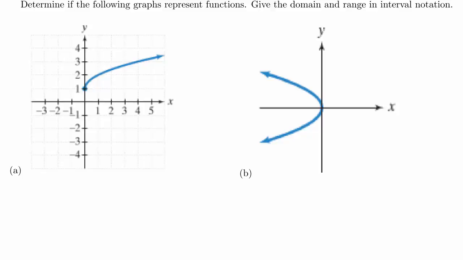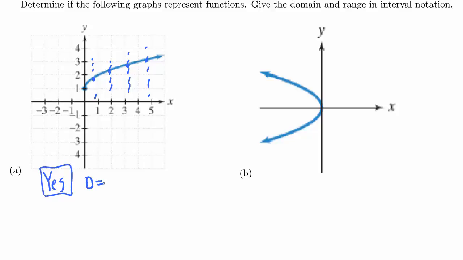Hello. In this problem, we want to determine if the following graphs represent functions. We also want to give the domain and range in interval notation. Let's look at A. A passes the vertical line test because every vertical line that we can draw crosses at only one point. Therefore, A is a function.